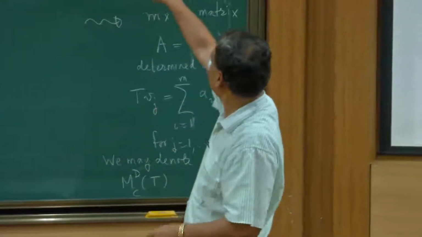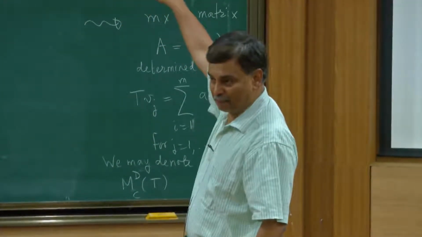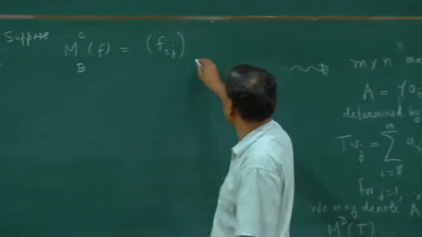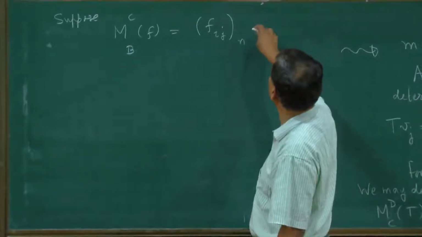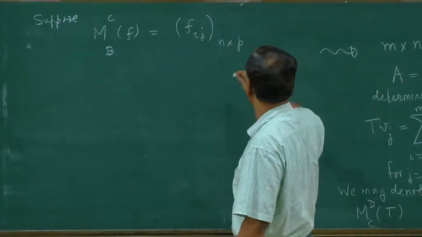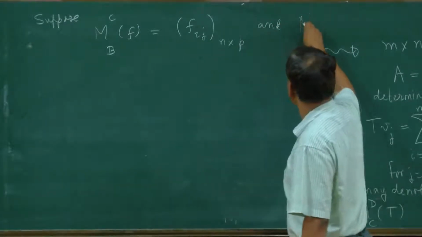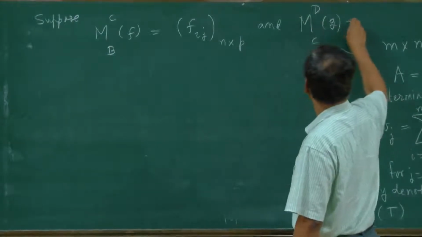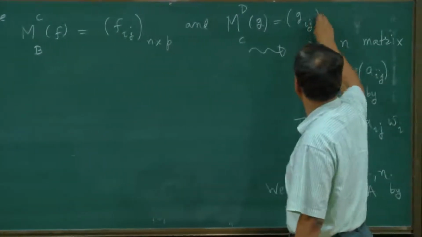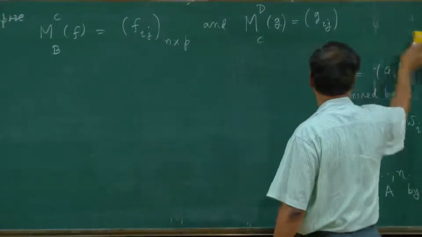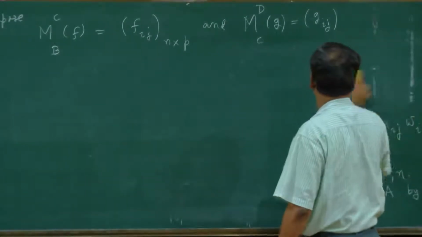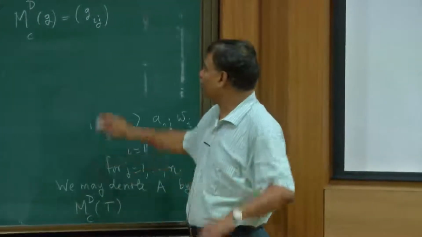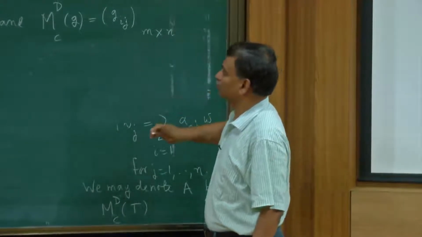Remember T was from V to W, N, M, and I get a matrix M cross N. So this will be a matrix of size N cross P. And the matrix of G with respect to what are the bases here? C and D. Let us just call it Gij. So this will be a matrix of size what? M by N. Okay.